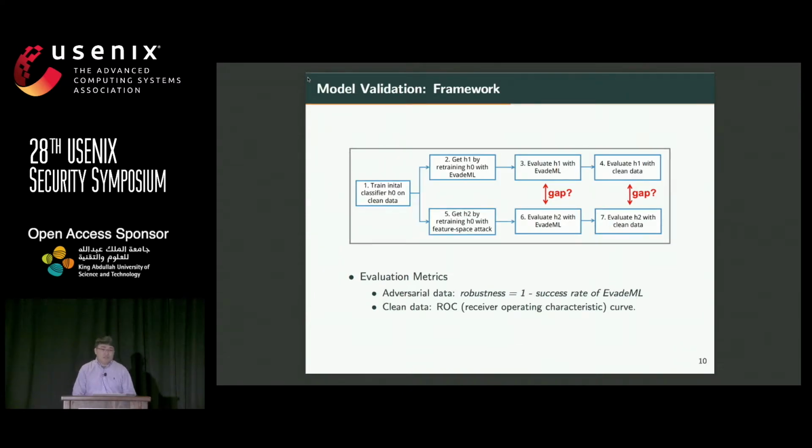And based on the attacks and defense methods mentioned just now, we use them in our model validation. So here is the framework. We use three steps to validate the efficacy of feature space models when we use them to defend against realizable attacks. Our first step is that we train an initial classifier, or target classifier, on clean data. In the second step, we retrain the target classifier by using InvadeML, our primary realizable attack, and then we evaluate it with InvadeML as well.